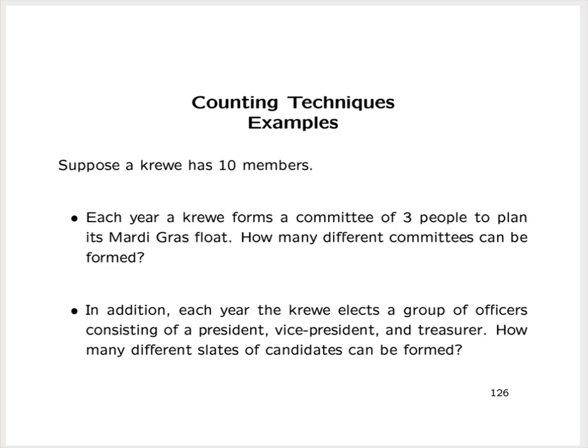Thinking about Mardi Gras, suppose that a crew has 10 members. Each year, a crew forms a committee of 3 people to plan its Mardi Gras float. How many different committees can be formed? In addition, each year the crew elects a group of officers consisting of a president, a vice president, and a treasurer. How many different slates of candidates can be formed from the 10 members?